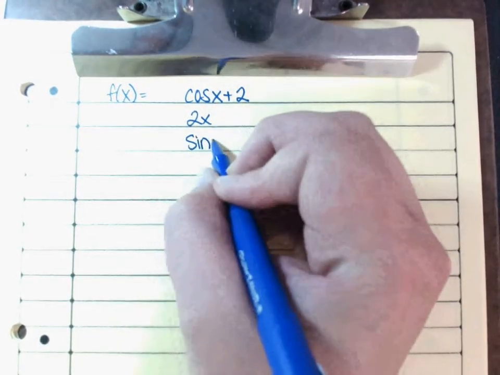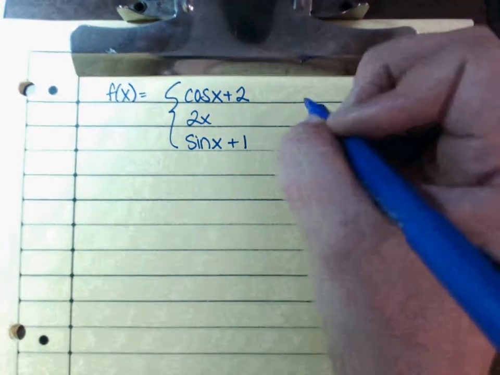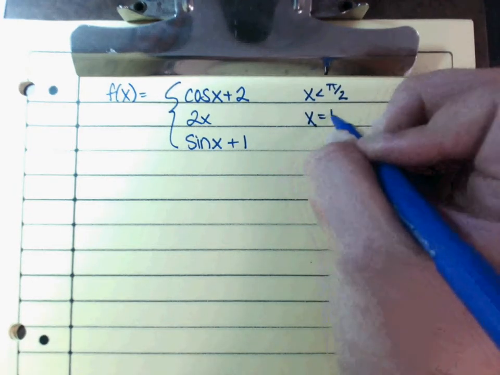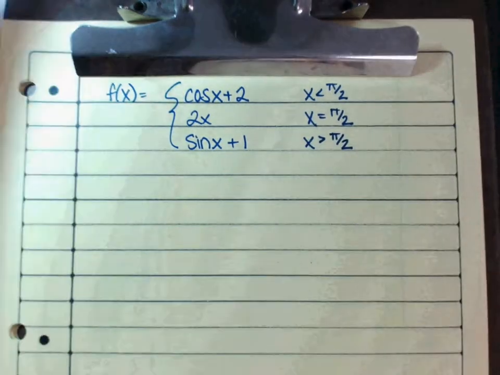Okay, the next thing that you are going to do is, oh, I forgot one. F of x equals, forgot our trig example. Cosine x plus 2 on top, 2x in the middle, sine x plus 1 on bottom. Your breakpoint is going to be x less than pi halves, x equals pi halves, and x greater than pi halves.